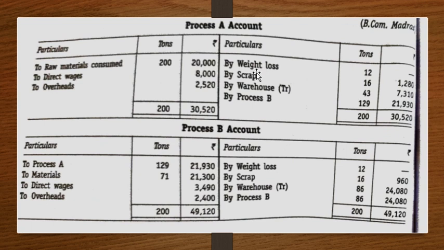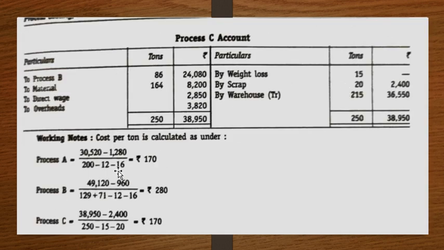What is the loss? Units is weight loss 12 minus the scrap loss is 16 tons. So 200 minus 12 minus 16. So this is your denominator. Your numerator you will be getting as 29,240. Your denominator you will be getting as 172. So divide 29,240 by 172, you will get 170 rupees.